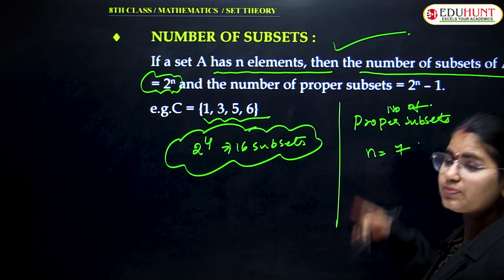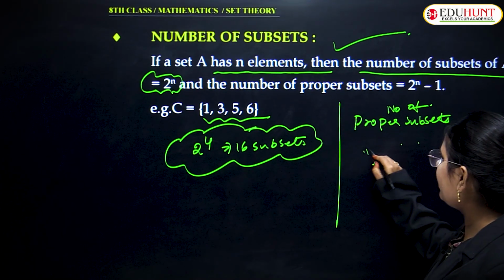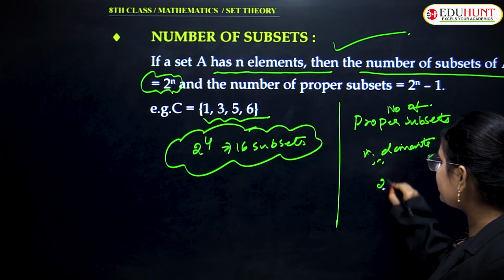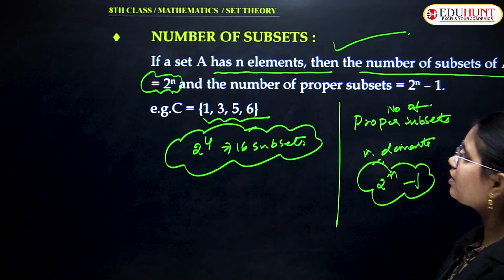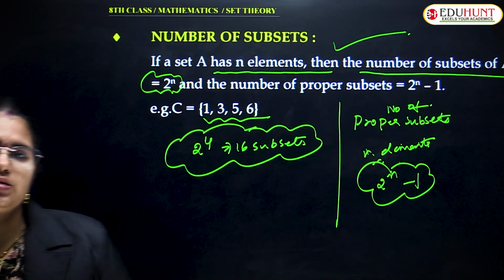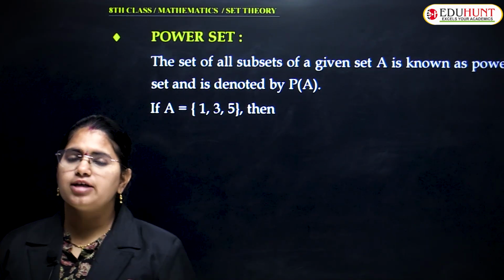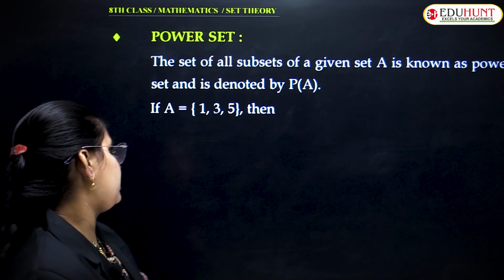So as per the above example, if you have n elements, how many proper subsets will there be? 2 power of n minus 1. This is nothing but the number of proper subsets. Am I clear up to this extent? Next, what is a power set?